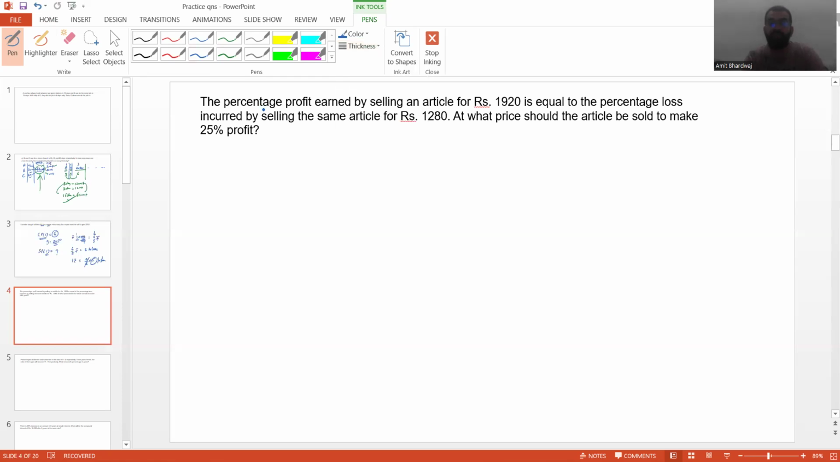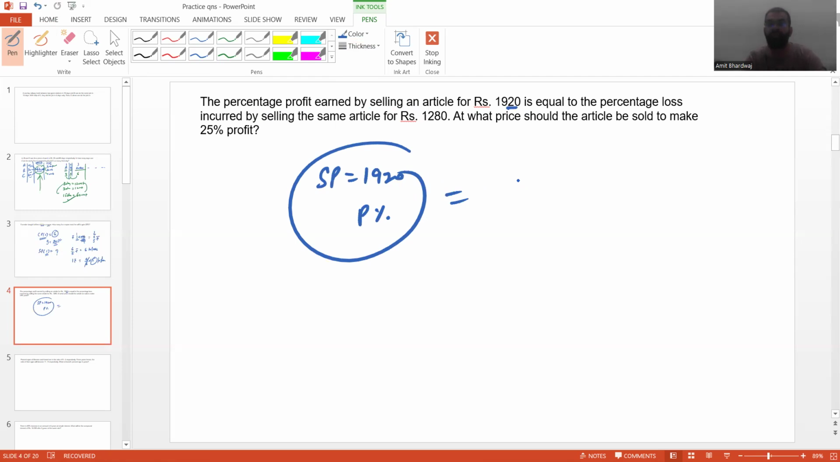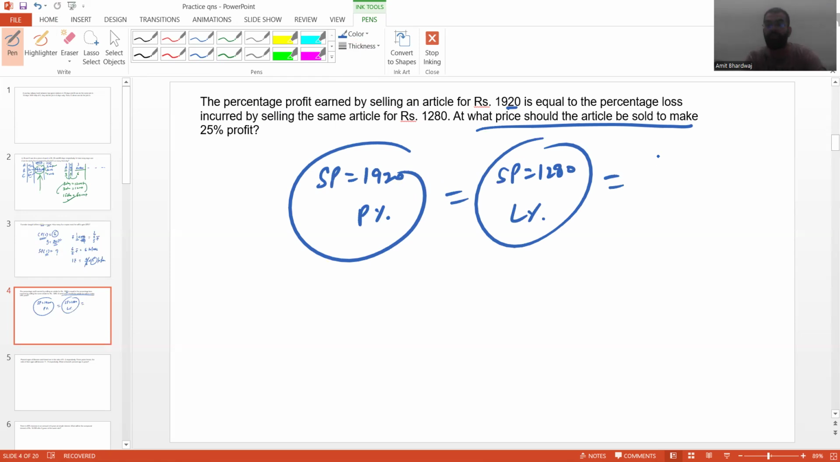Next question is again from the profit and loss. Percentage profit earned by selling an article this. Okay, so if SP is 1920, profit percent earned by selling the article is equal to the percentage loss incurred by selling the same article at 1280, right? Okay, at what price should the article be sold to make gain 20%? So what is the CP? What is the SP? And the profit is 25%, right? All right. So what logic can we use?